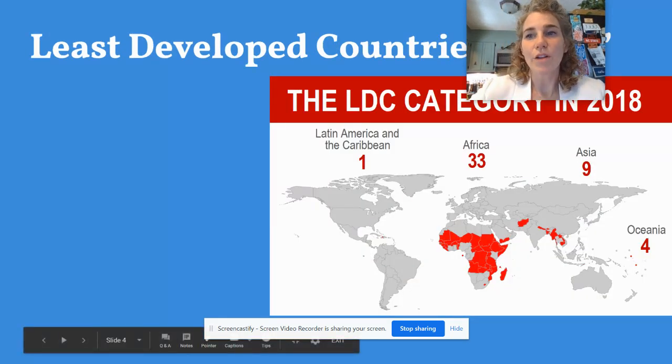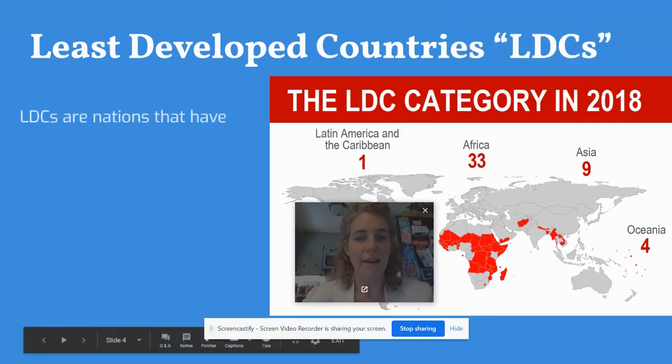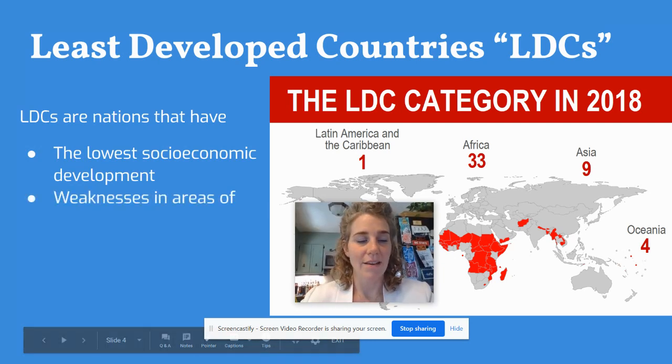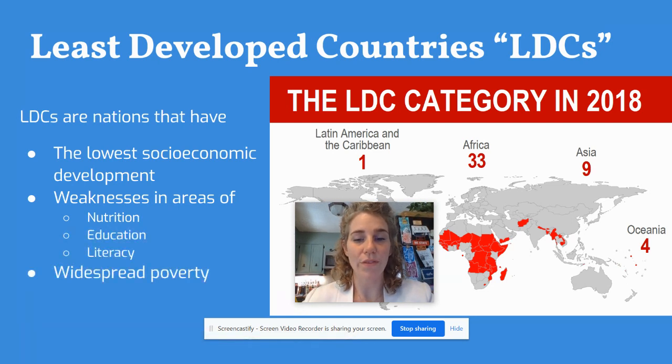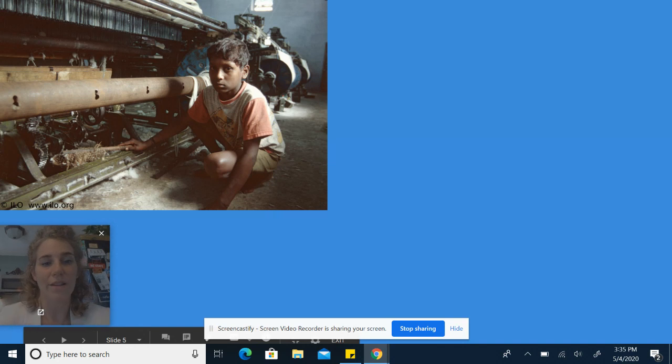In least developed countries, what the UN calls LDCs, countries that are struggling, they have the lowest socioeconomic development. They have weaknesses in the areas of nutrition, education, literacy, and there's widespread poverty in these countries. And the hard truth is that a little over 1 in 4 children living in LDCs are engaged in child labor. That's because life is really hard in these countries.